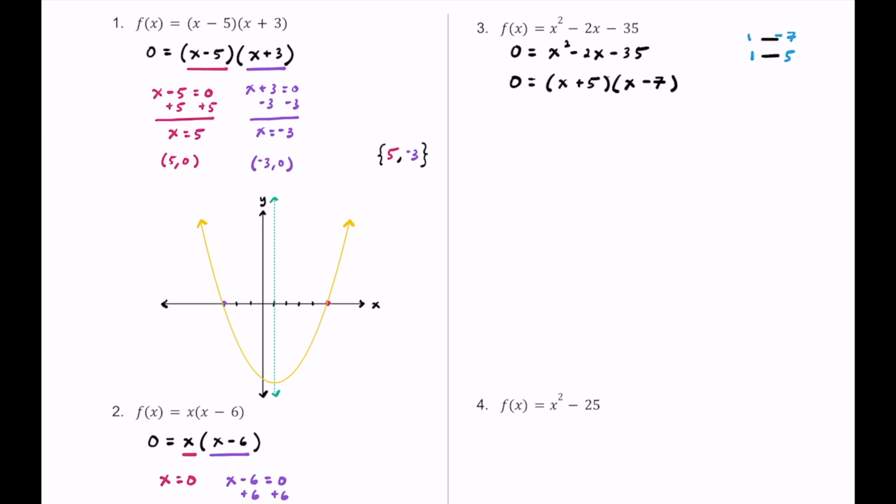Now that we have this quadratic equation in factored form, it's going to be easier to find the solution. So let's see, what makes this equal 0? So we set x plus 5 equal to 0.